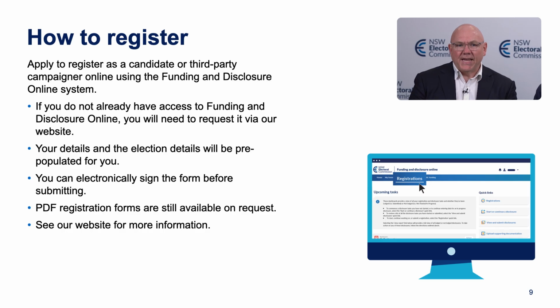Applying to register as a candidate or third-party campaigner online can be done using the Funding and Disclosure online system. If you don't already have access, you will need to request it via our website. Your details and the election details will be pre-populated for you. You can electronically sign the form before submitting, but please note, registration forms are still available in PDF form on request. Please see our website for more information.